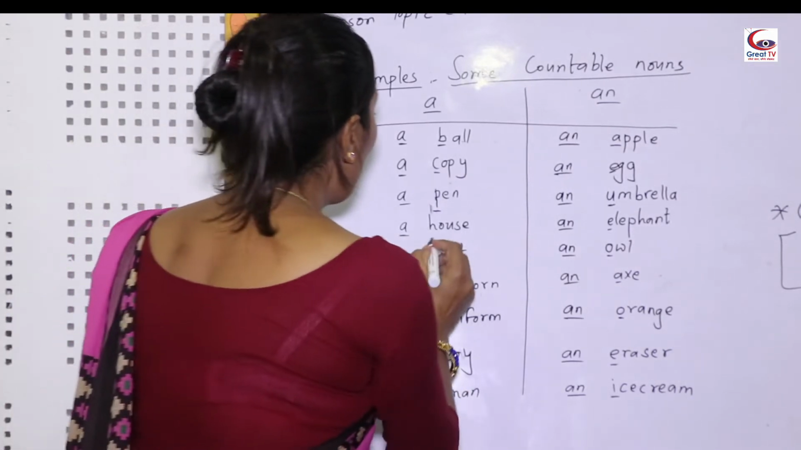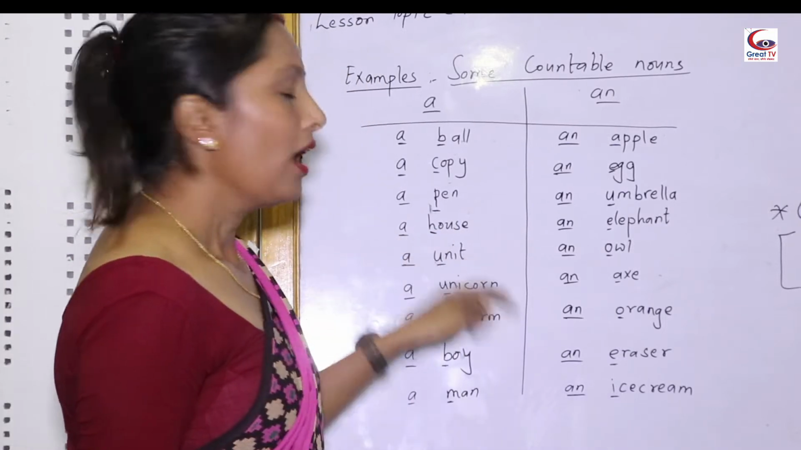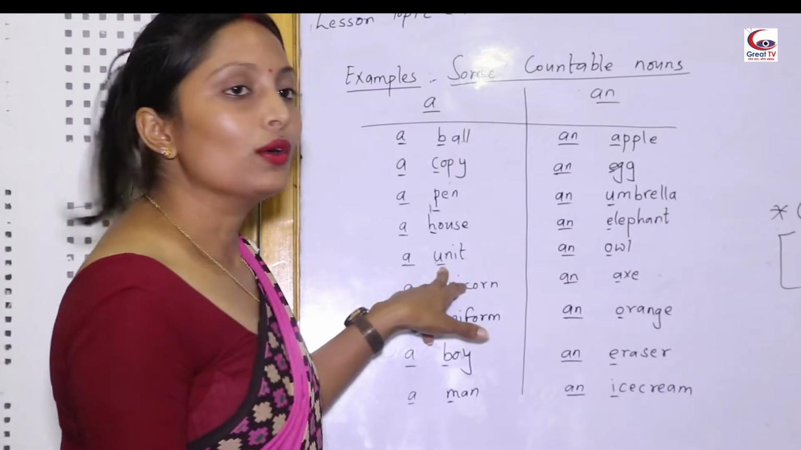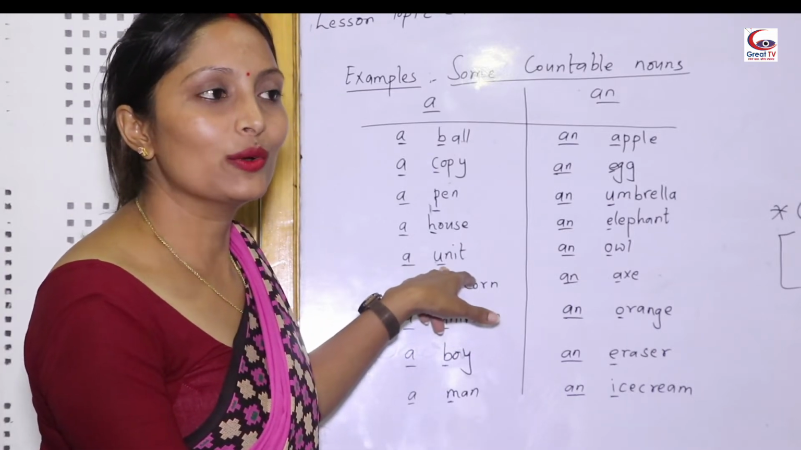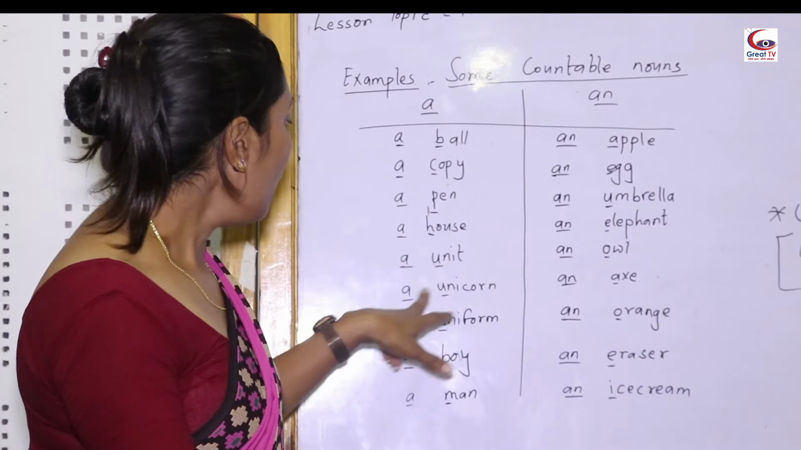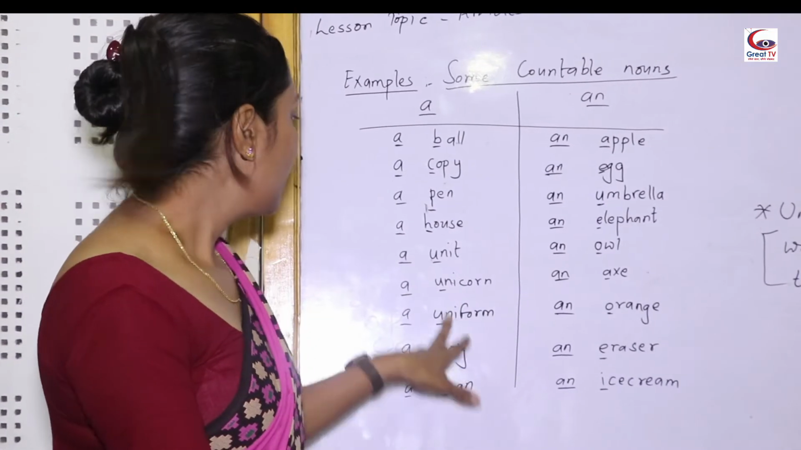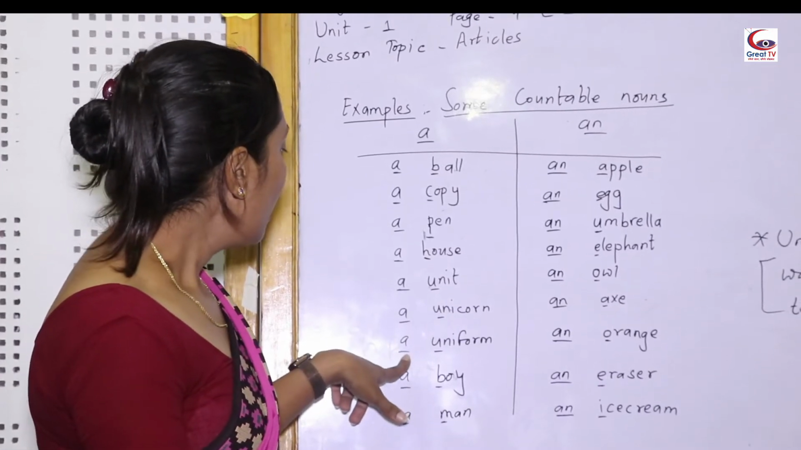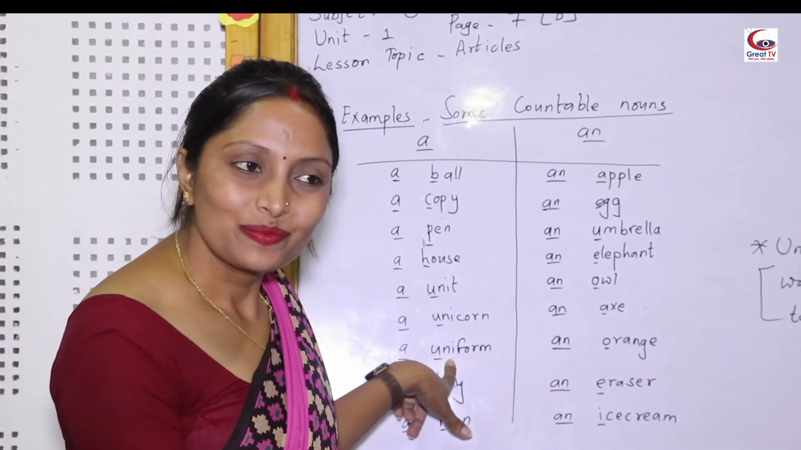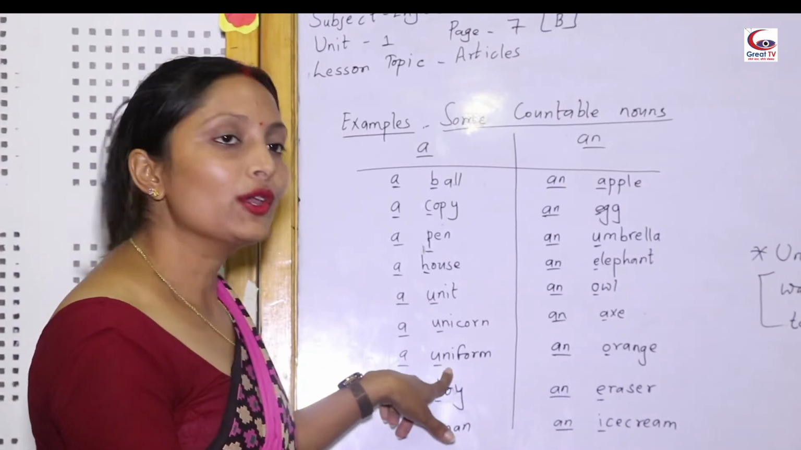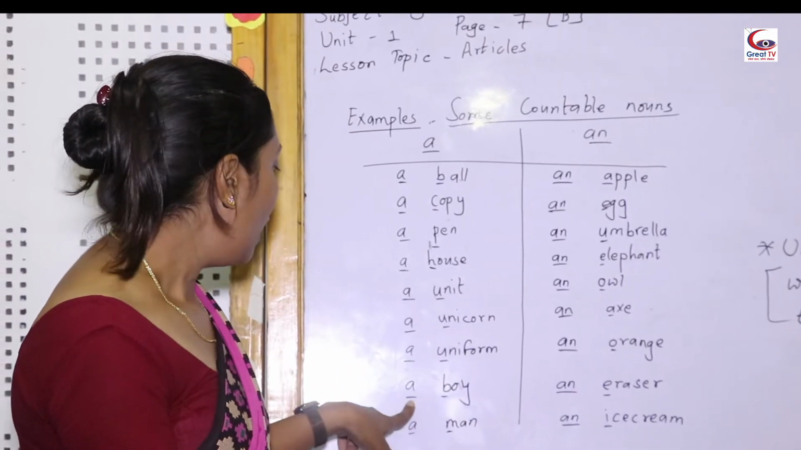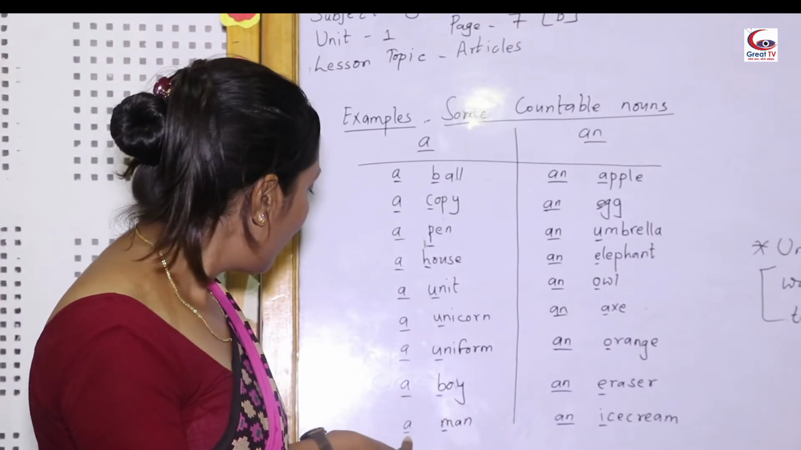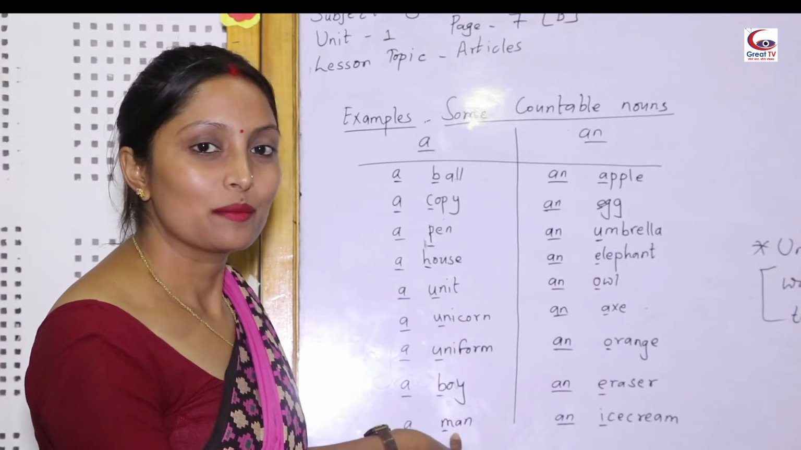A house. A unit. A unicorn. A uniform. A boy. A man.